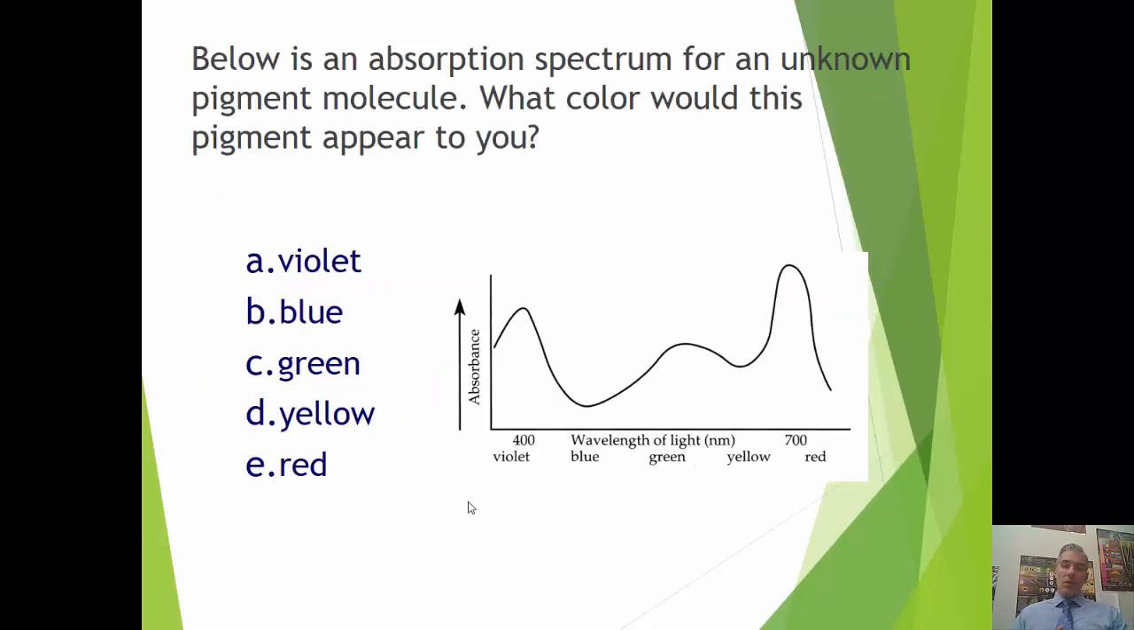So here below is an absorption spectrum for an unknown pigment molecule. What color would this pigment appear to you? I'll give you a second to answer it. All right. Remember, you wanted to look down at the lowest peaks. In this case, it would appear more blue to you because it absorbs in the violets and the reds, and its lowest valley is in the blue, which is where it reflects the most light.